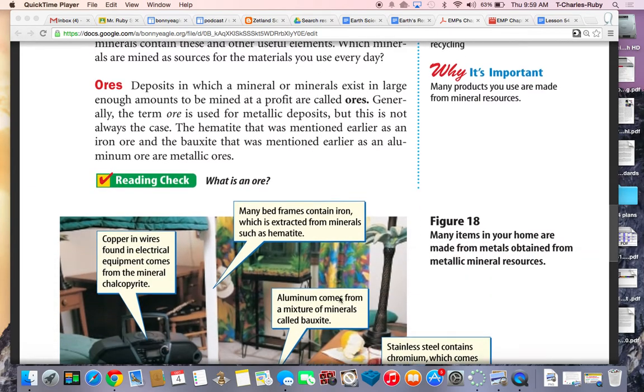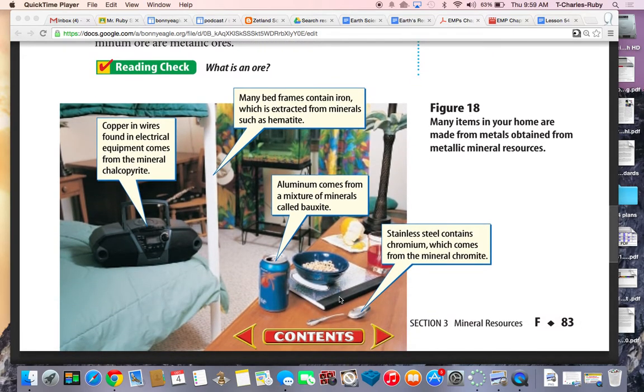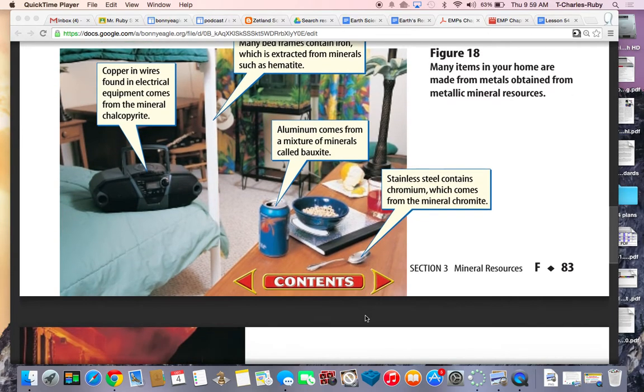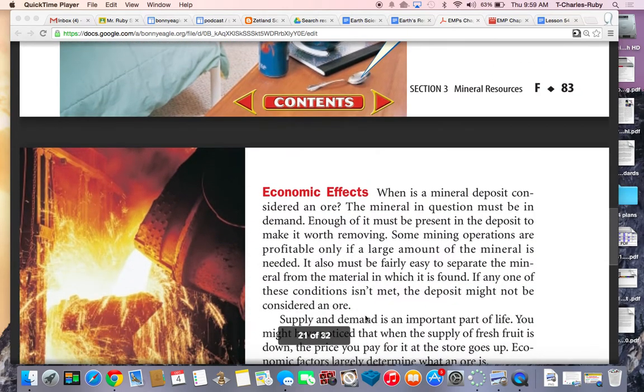Thank you. So here in Figure 18, it shows a very neat bedroom, with an old-timey boombox, some aluminum cans, and a metal spoon, showing all the different materials that can be used for that.